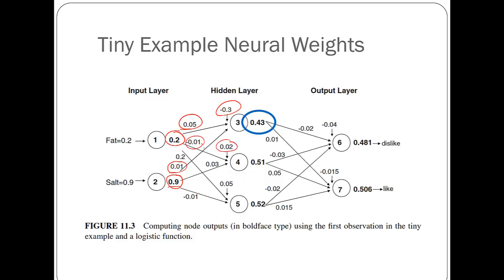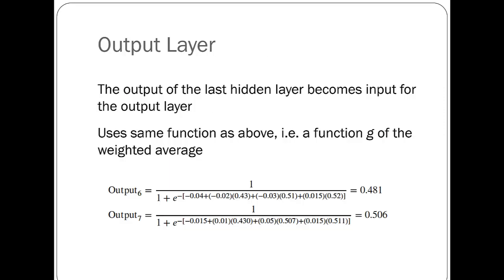For node number 4, we would have 0.02 minus 0.01 times 0.2 plus 0.03 times 0.9. Run that through the logistic function, and we get back 0.51. We do that again until we finally get to our output layer, where node number 6 has a value of 0.481, and node number 7 has a value of 0.506.